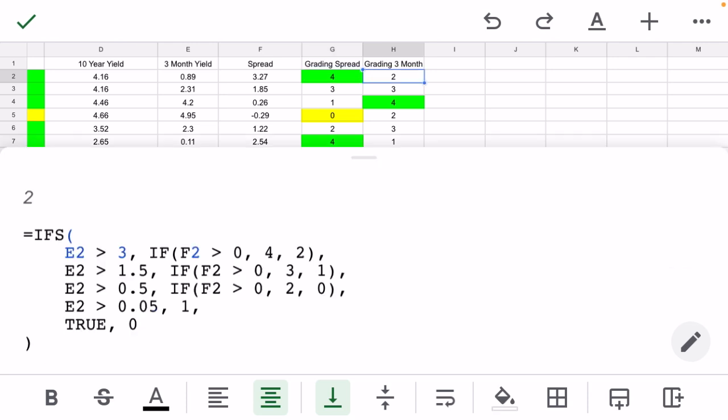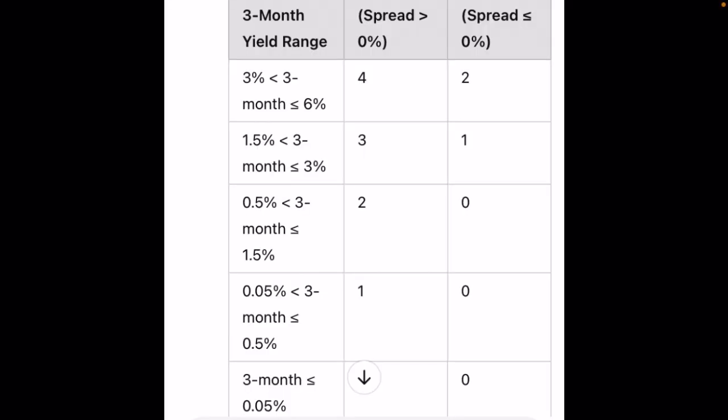And here's the formula that's showing the grading of the 3-month. I had a little bit of help from the AI on this formula, but it does help to grade where it's at based on the rules that were shown previously. Here were the rules for grading the 3-month, so that was inputted into that column.